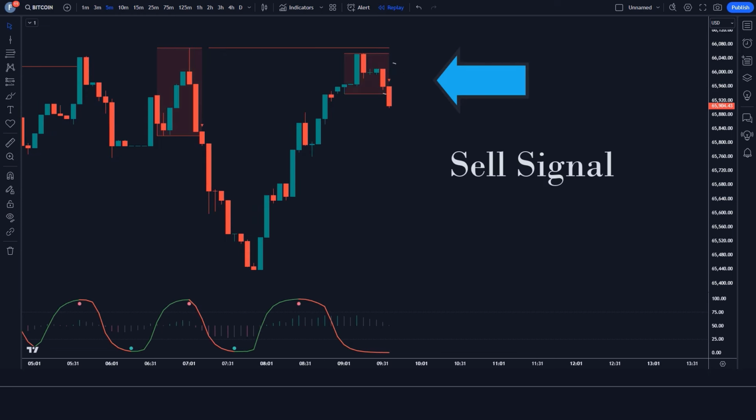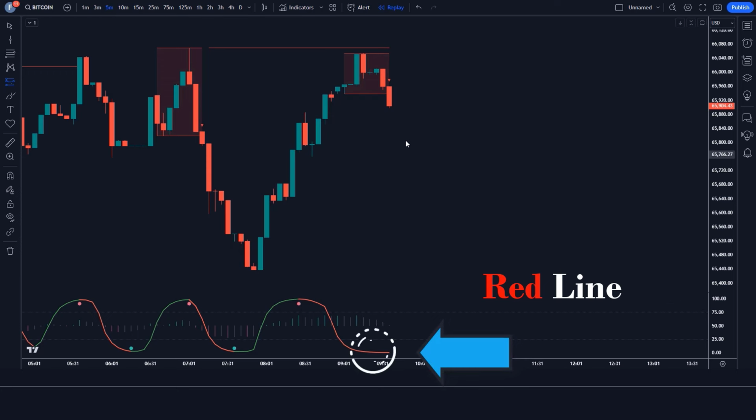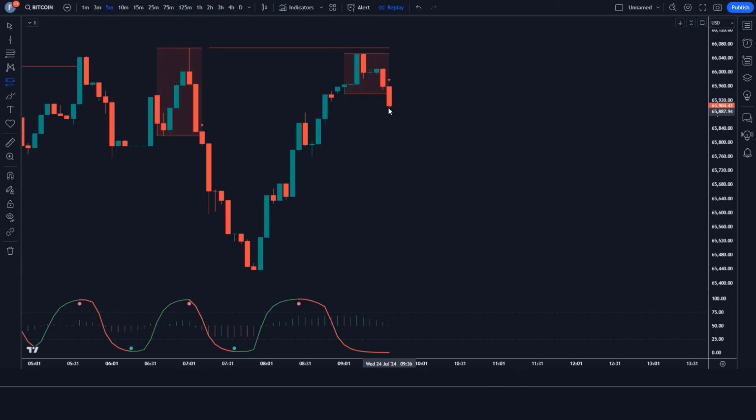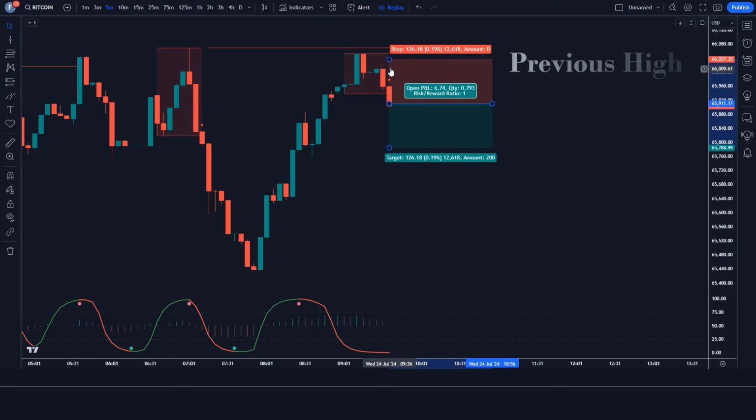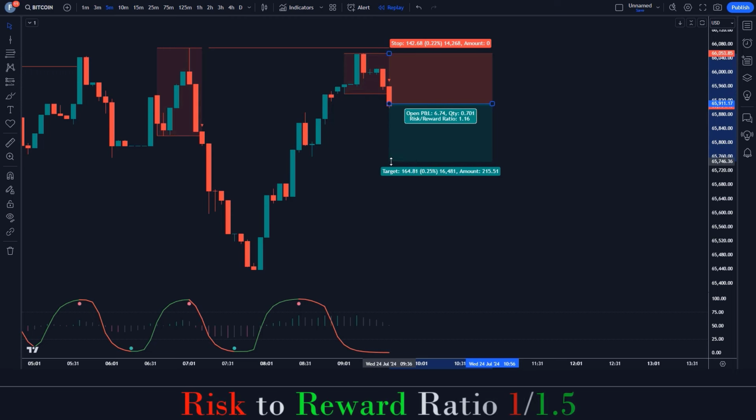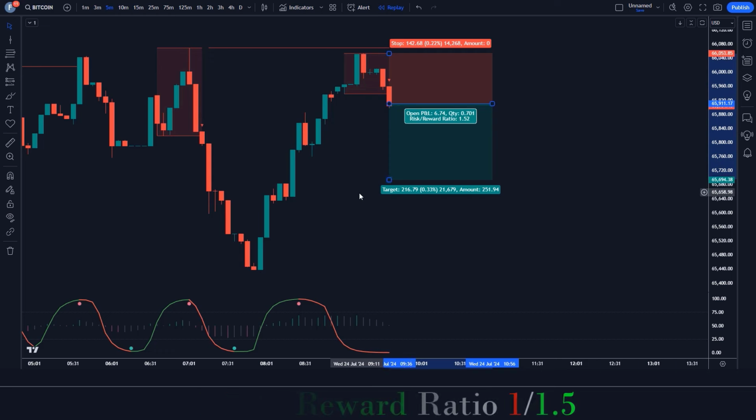Here the reversal detector indicator gives us a sell signal. Here the Schaff Trend Cycle indicator shows a red line. Here the market has made a bearish candle to give confirmation. So all our conditions are being fulfilled, so we are placing an order to sell. Our stop loss is to be placed at the previous high of the market. And the risk-to-reward ratio will be 1:1.5.